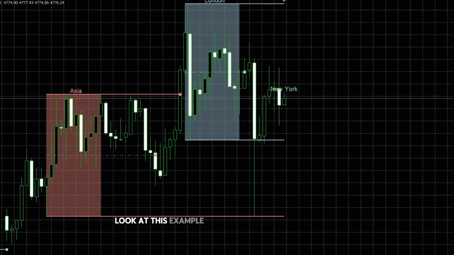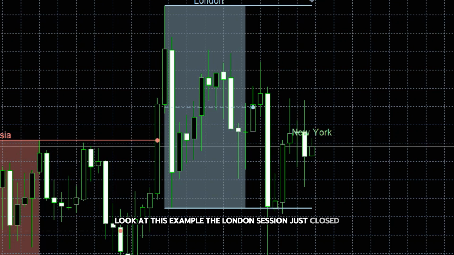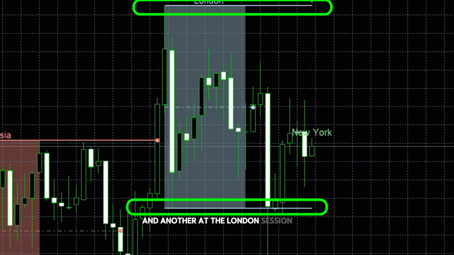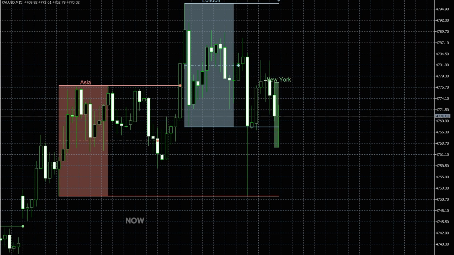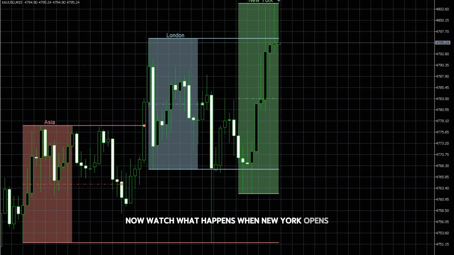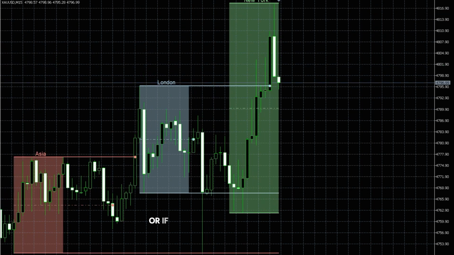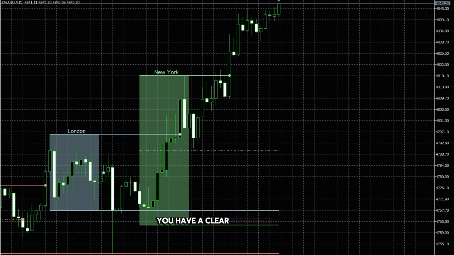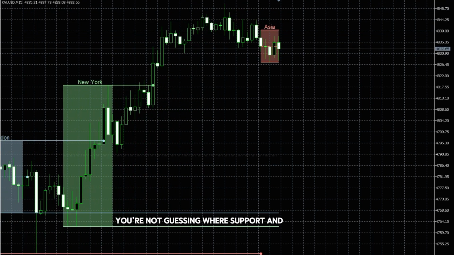Look at this example. The London session just closed. The indicator has drawn a line at the London session high and another at the London session low. These aren't random levels. They represent exactly where institutional money pushed price during the most active part of the European session. Now, watch what happens when New York opens. Price comes back and respects that London high as resistance. That's a potential short entry right there. Or, if price blows through that level, that's a breakout signal. Either way, you have a clear reference point. You're not guessing where support and resistance is.